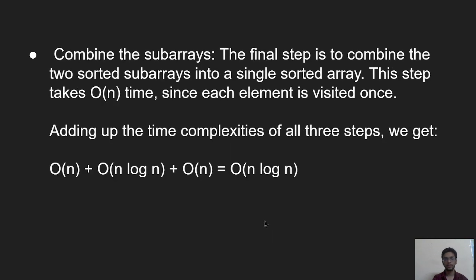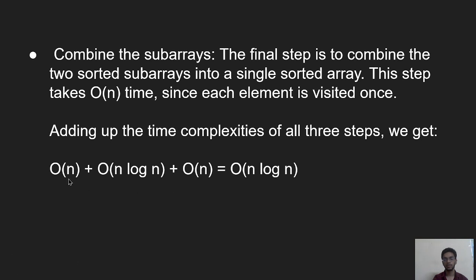Now the other step is combining the subarrays. The final step is to combine the two sorted subarrays into a single sorted array. This step takes O(n) time since each element is visited once. If we add all the time complexities of all three steps, we get O(n) plus O(n log n) plus O(n). So it becomes O(n log n).